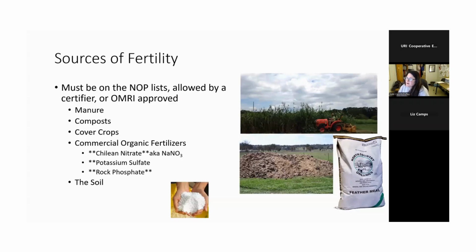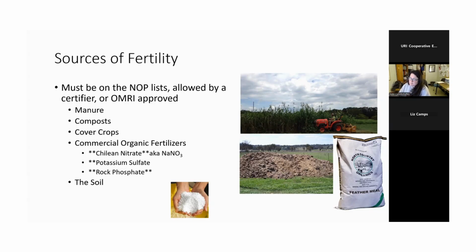Okay, so the sources of fertility in organic systems must be on the NOP list, allowed by a certifier or OMRI approved. So these are things like manures, compost, cover crops, and commercial organic fertilizers. There are a few salts that are allowed in organic production. That means they're already in the ion form, and they're allowed because they're mined. So for nitrogen, we can apply Chilean nitrate, which is also known as sodium nitrate. We can apply potassium sulfate, and we can apply rock phosphate.